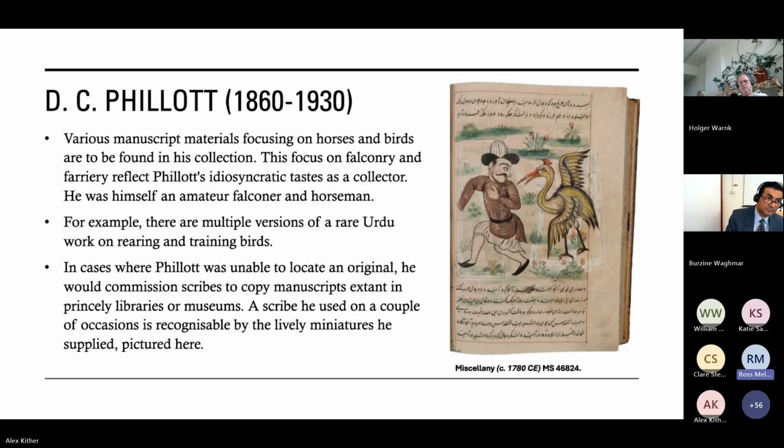And just as an insight into the way in which his collecting activities worked when pursuing these interests. In cases when Phillott was unable to find the original, he had a network of scribes that he would call upon to produce copies of manuscripts which he was aware of in princely libraries or museums, and he would use his connections within the imperial sphere to allow this copying procedure to take place. One scribe I'm particularly fond of, that he used on a few occasions, often provides quite lively and interesting miniatures alongside his copying.